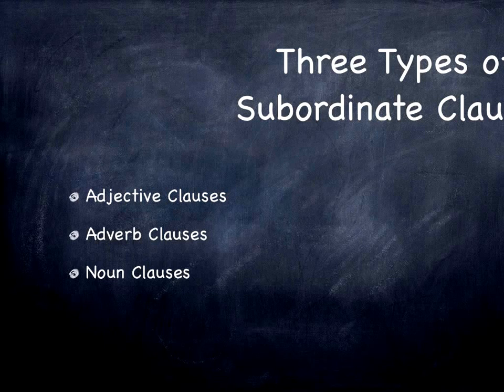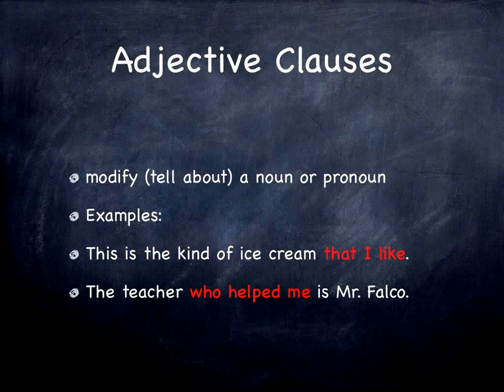Let's start with the easiest one, adjective clauses. They modify or tell about a noun or pronoun, just like any adjective does. The red ball. Red modifies ball. That's an adjective. An adjective clause is doing the very same thing. It's modifying a noun or pronoun, but it's doing it with a group of words that has a subject and a verb.